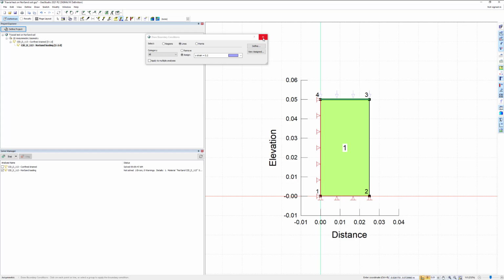As a side note, the function should be defined over an elapsed time that is commensurate with the duration of the analysis, for example 1 day. That way, the number of steps used to simulate the total vertical straining can be varied without having to change the boundary condition. We are now ready to solve the analysis.